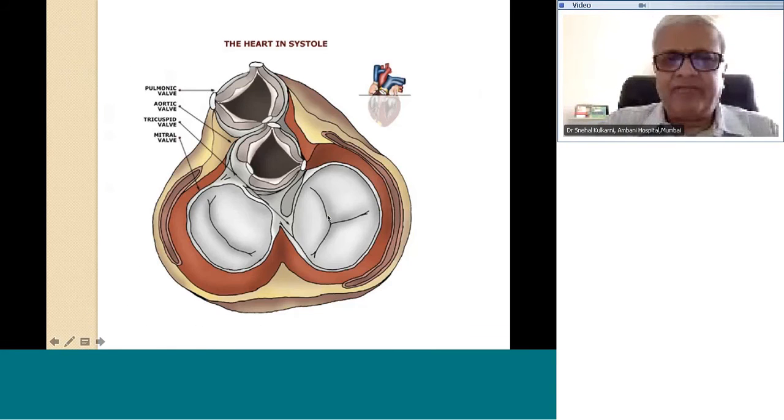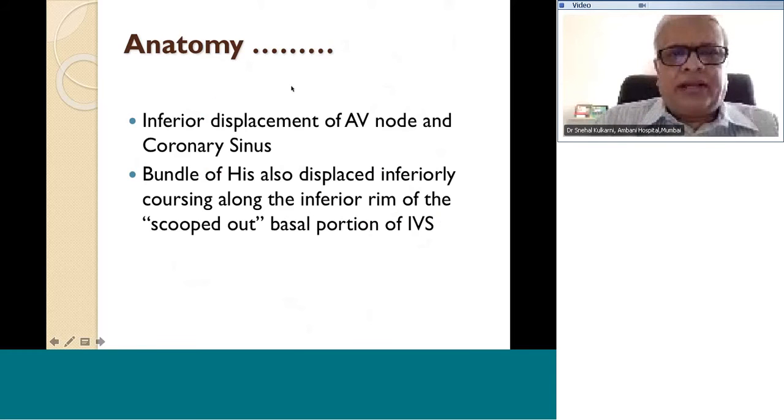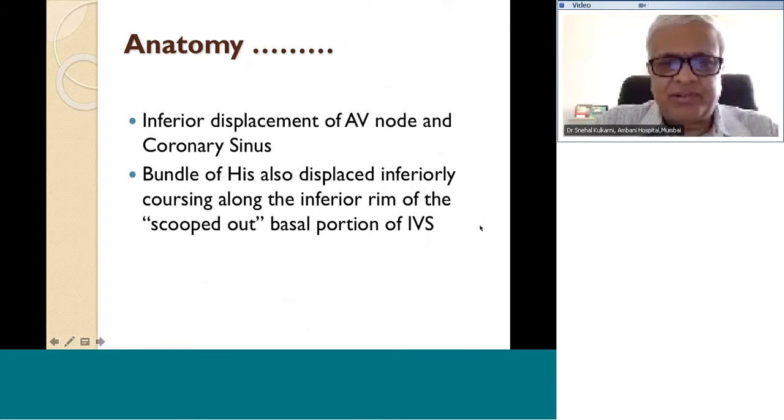Also, if you see a normal cross-section of the heart, you find that the aorta is completely wedged between the AV valves. And if you see the AV canal, this wedging is much less because of the apical deviation of the valves and absence of the atrioventricular septum. In addition, there's also inferior displacement of the AV node and the coronary sinus. The bundle of His is also displaced inferiorly, coursing along the inferior rim of the scooped out basal portion of the interventricular septum.